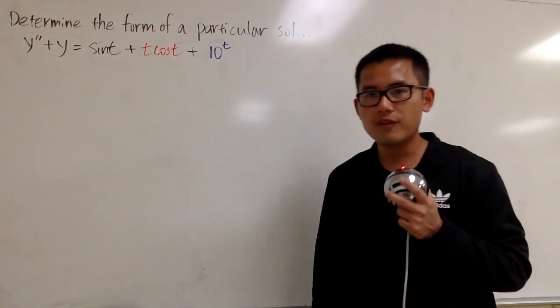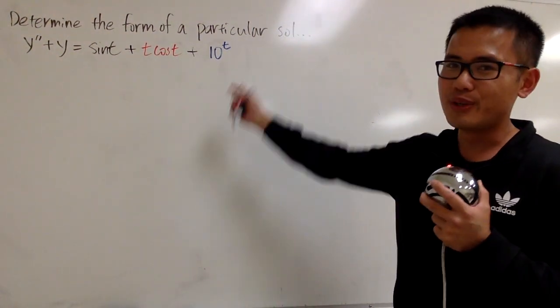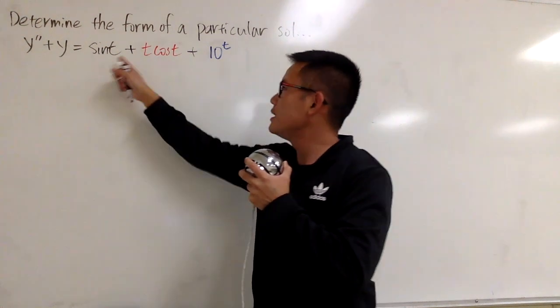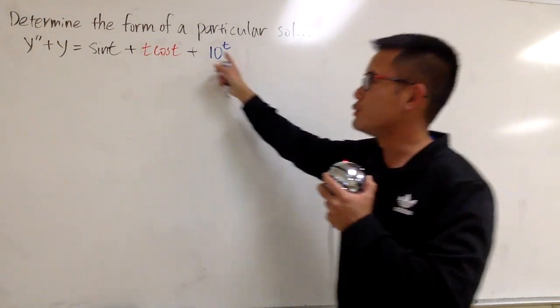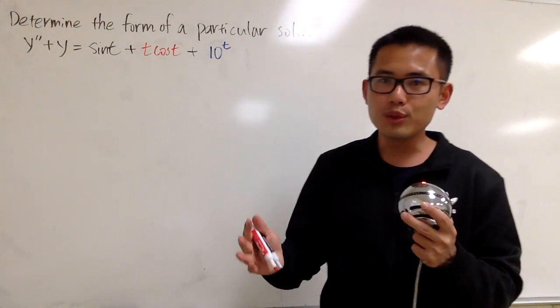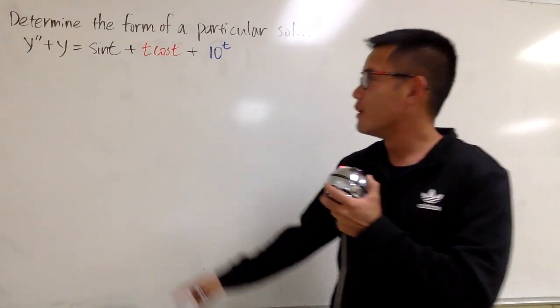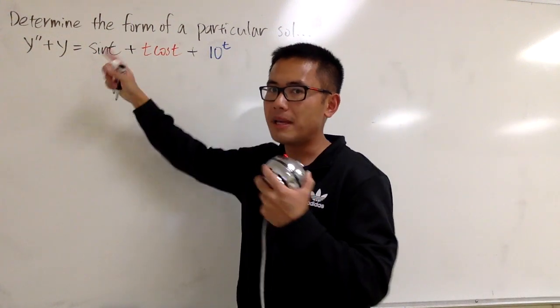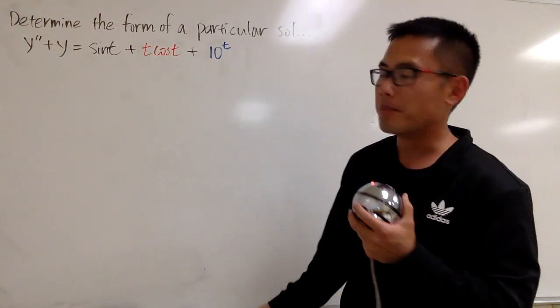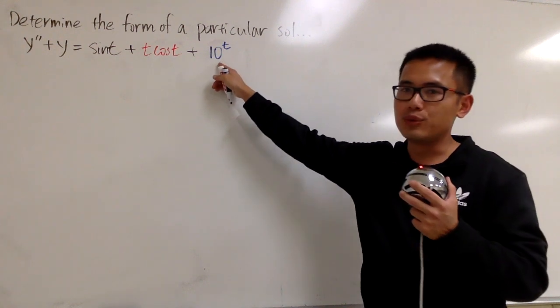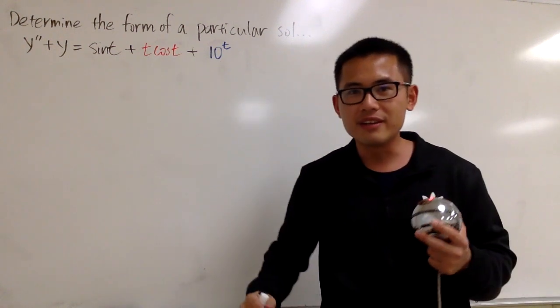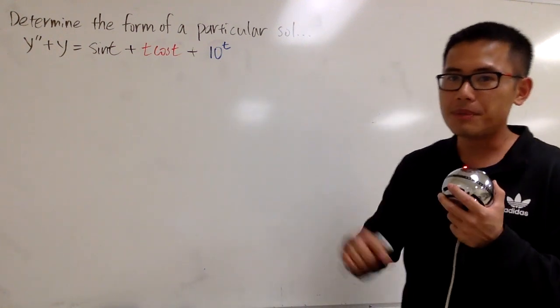Okay, we are going to determine the form of a particular solution to this differential equation. As we can see, we have sine t plus t cosine t plus 10 to the t, right? All these three things on the right-hand side. So what we're going to do is determine the form first for sine t, then another form for t cosine t, and then the third one for 10 to the t. At the end, we'll add them together. That will be the basic form for the yp.